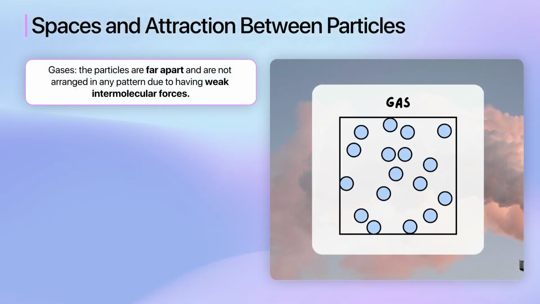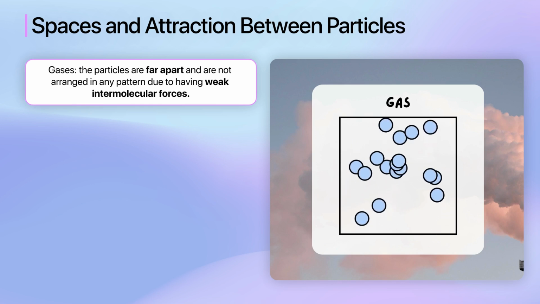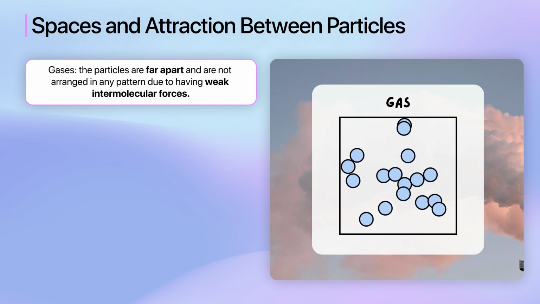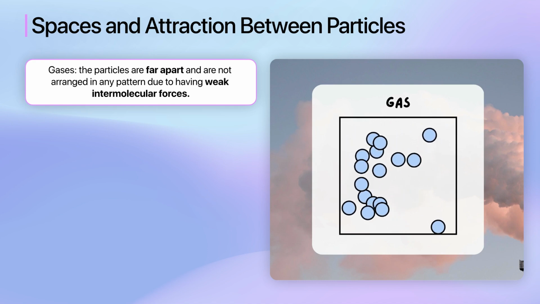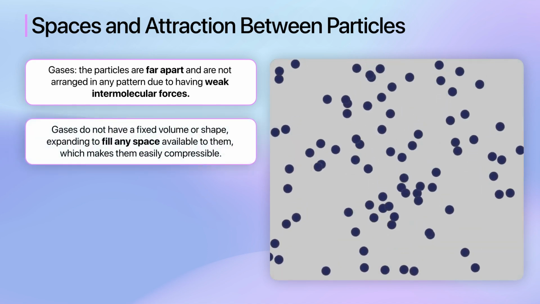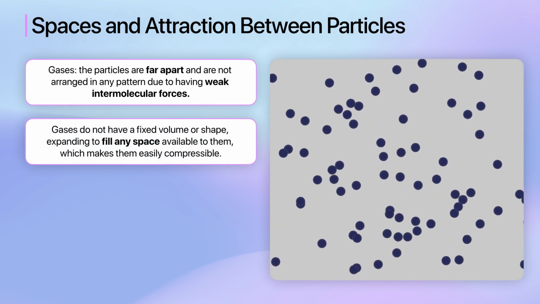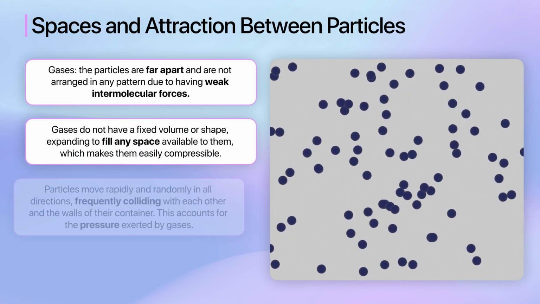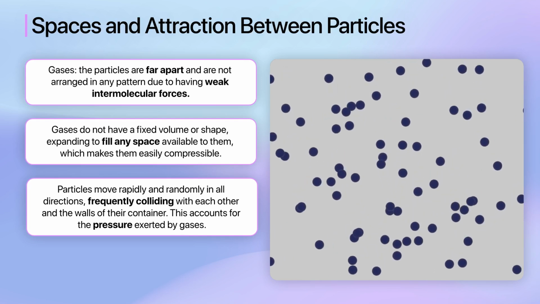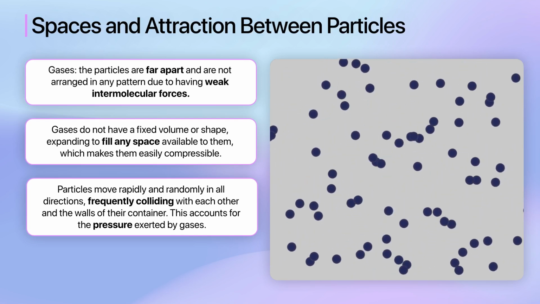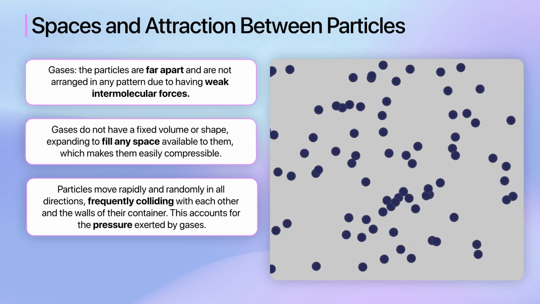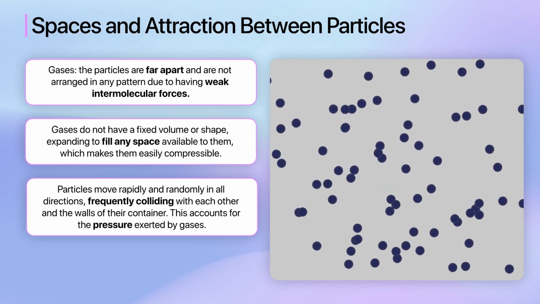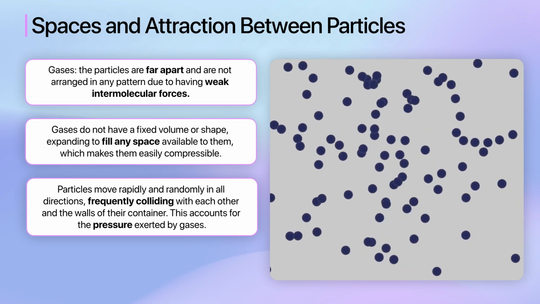In gases, the particles are far apart and are not arranged in any pattern. They have weak intermolecular forces, allowing them to spread out quickly to fill the volume of their container. Gases do not have a fixed volume or shape. They can expand to fill any space available to them, which makes them easily compressible. The particles in a gas move rapidly and randomly in all directions. They frequently collide with each other and the walls of their container, which accounts for the pressure exerted by gases.